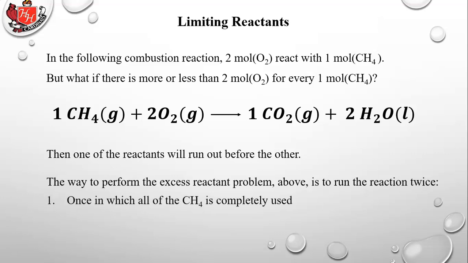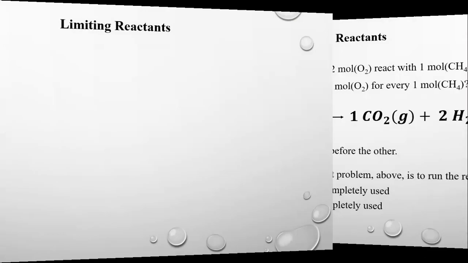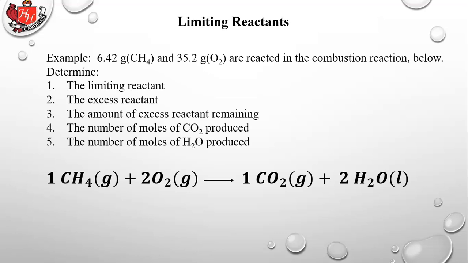Once in which all of the CH4 is completely used, and once in which all of the O2 is completely used. So here's an example. You're given 6.42 grams of CH4 and 34.2 grams of O2, and they're reacted in this combustion reaction with methane. Determine 1, the limiting reactant, 2, the excess reactant, 3, the amount of the excess reactant that's remaining, the number of moles of CO2 produced, and the number of moles of H2O produced.